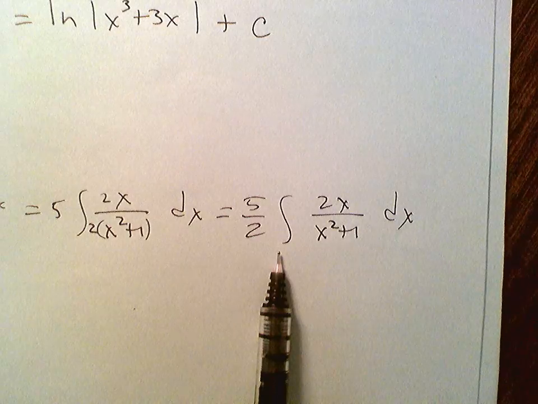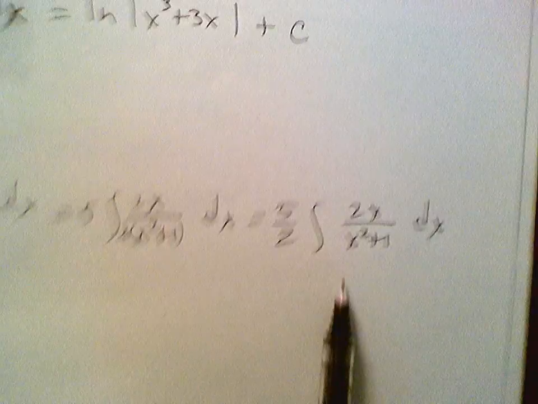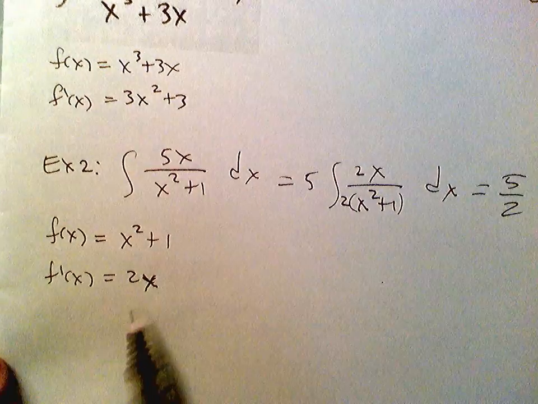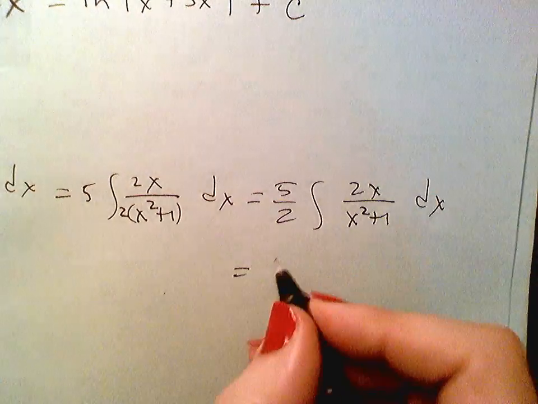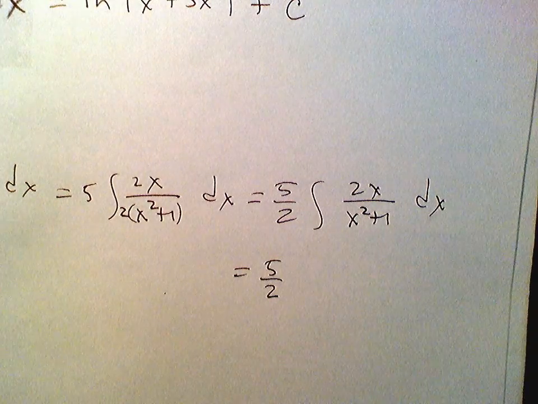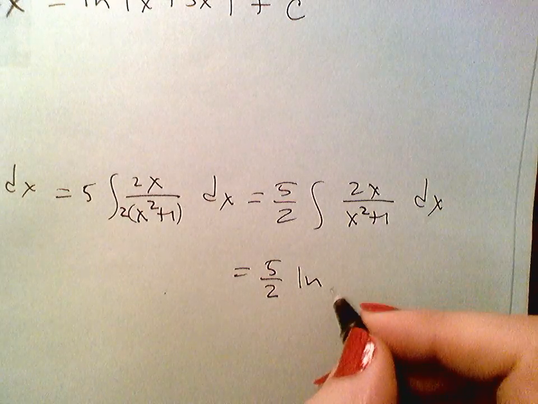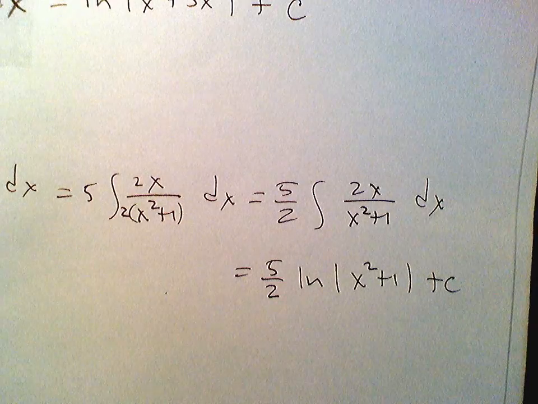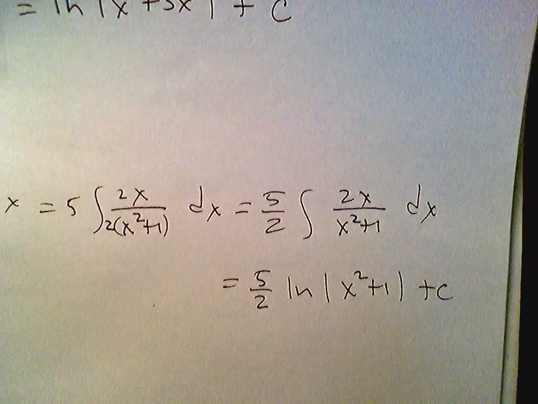And now, if you just look at this antiderivative part, the denominator is f of x and the numerator is f prime of x. So now this is equal to, just bring down the 5/2 constant multiple rule, and then the antiderivative of this is natural log absolute value of x squared plus 1 plus c. I'm so glad I'm doing it this way this year. My previous calc students had to do U substitution, and this is a very nice shortcut.